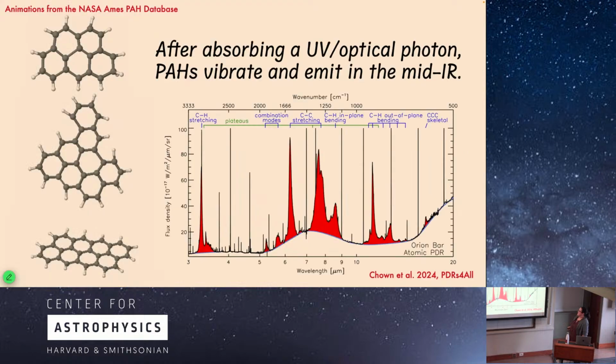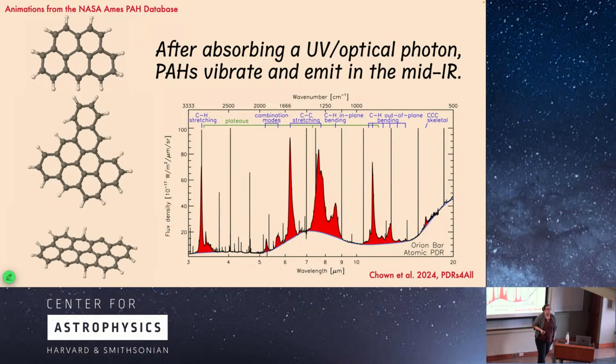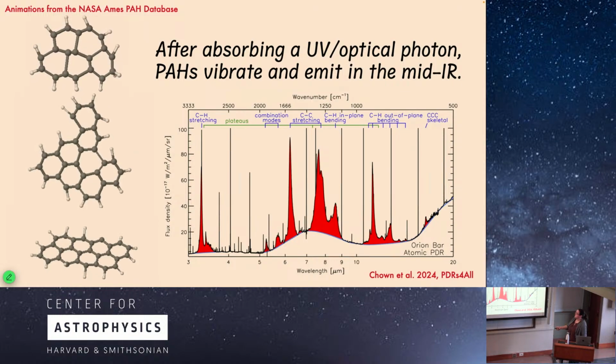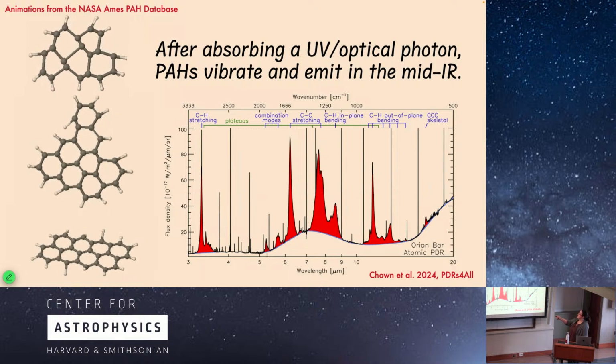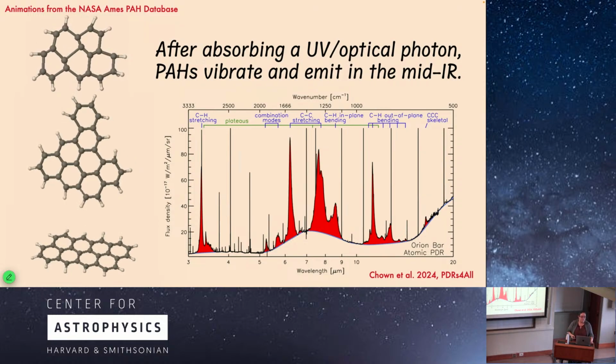The exciting thing about these is that when they absorb a UV or optical photon, they de-excite by vibrations. And there are many different vibrational modes. As the molecules get more complex, there are changes in the exact frequencies of these modes. And so they produce these broad vibration features that are associated with different kinds of vibration. So you can see here at 3.3 microns, there is the CH stretching. There's various CC stretching, CH in-plane bending. So there are all these different types of modes that produce these features.